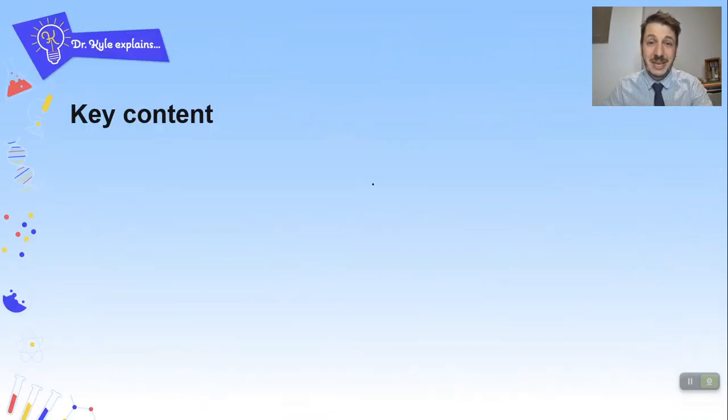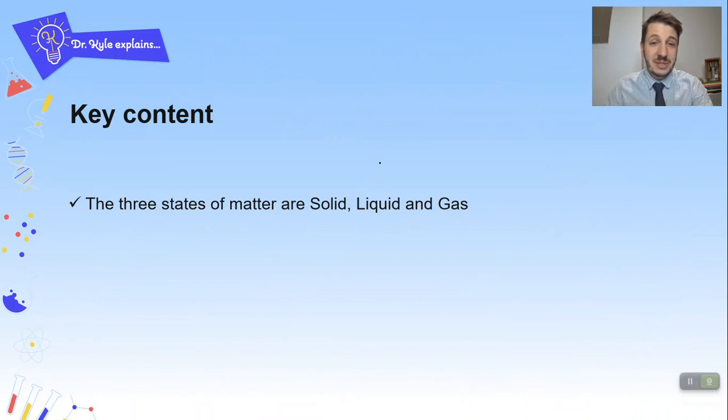Okay, so some key content first of all. So the three states of matter are solid, liquid, and gas. And just to remind you, a solid has a little s, liquid has an L, and gas has a G for the state symbols. Now, just to remind you, there is another state symbol of AQ, which stands for aqueous, which means dissolved in water, but obviously that's not one of the three states of matter. Just to remind you, it's one of the state symbols.